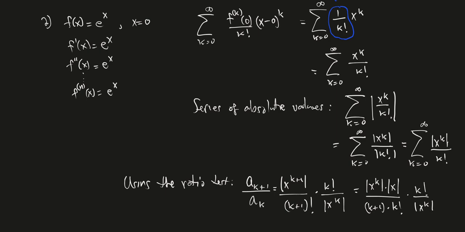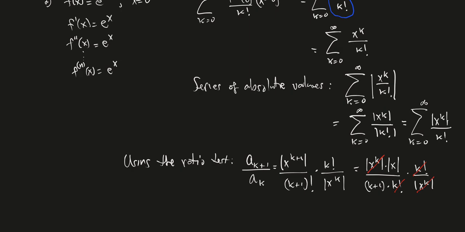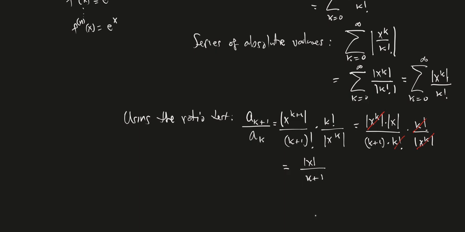So what cancels out, right? The absolute value of x to the k, absolute value of x to the k. K factorial here, k factorial there. So the ratio in its most simplified form can be reduced to the absolute value of x over k plus 1. And that's it. So now the ratio test says take the limit as k goes to infinity of this, and that's our r.